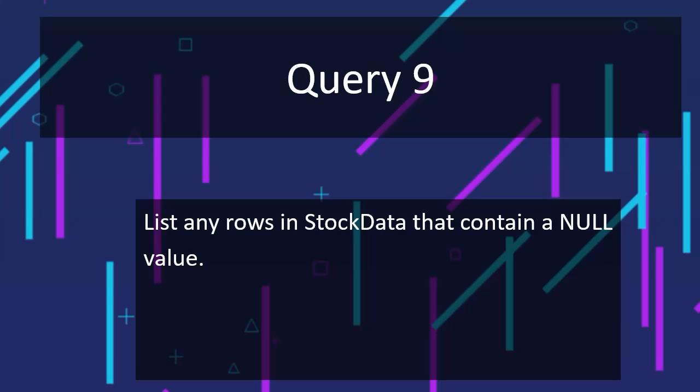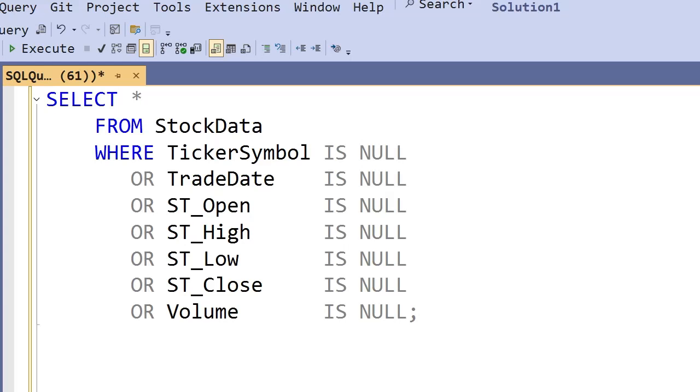Let's do the question for query 9, which is remarkably similar to query 8. The question reads, list any rows in stock data that contain a null value. Here is the answer for query 9. This one's all about catching missing data, something that happens all the time in real-world data sets. We're working with stock data, and we want to find any rows where something important is missing, like the stock ticker, the trading date, or one of the price or volume fields. So the question we're asking is, show me any row where at least one column is null, meaning it was left blank or it was never recorded.